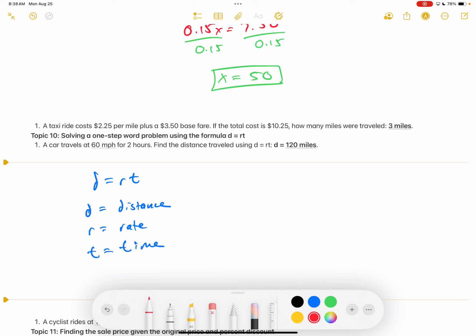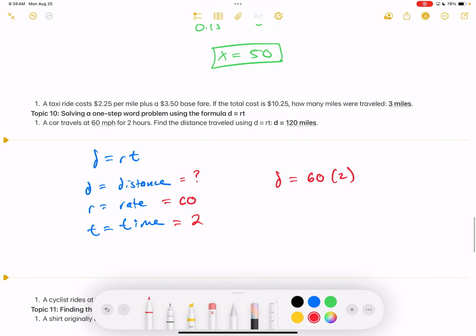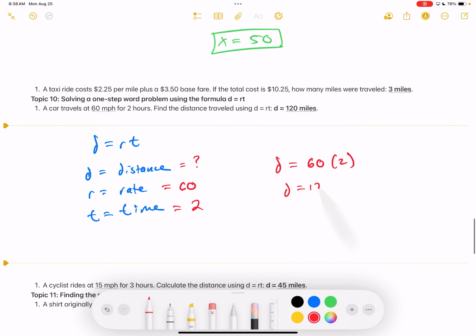So then I can go through and say, okay, a car travels at 60 miles an hour, that's my rate, for 2 hours. Find the distance traveled. Okay, so we do D equals 60 times 2, and D would be 120.